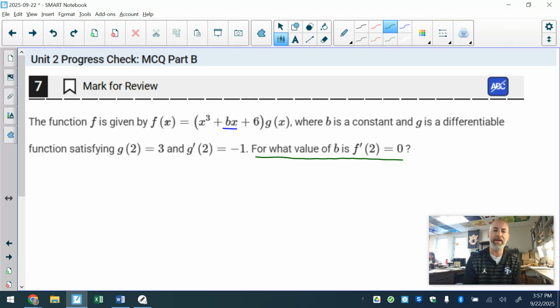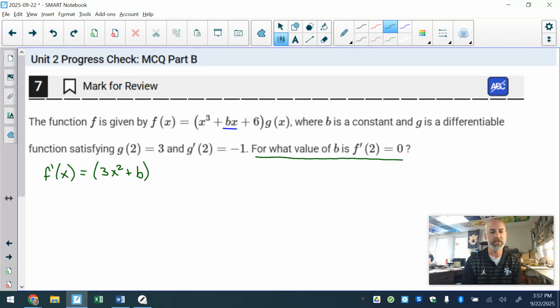And so I see an f prime, and if I want to set this equal to 0, I need to find an expression for f prime of x first. So f prime of x is, let's see, well, that's going to be a product rule. I have this polynomial times g of x, and so I'll product rule that function to get f prime, so that's 3x squared plus the derivative of b times x, if b is a constant. The derivative of bx is b.